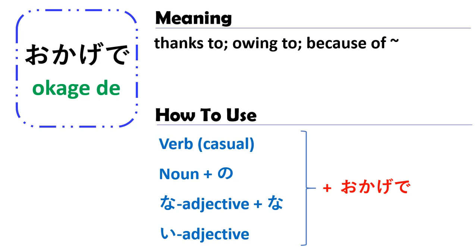But when you use it with a verb, you should change the verb to the casual form. And if you use it with a noun, you should follow it with no, right? For na-adjectives, you can end with na. For i-adjectives, nothing changes, just keep their form. And after that, followed by okagede, right? To help you understand how to use the grammar of okagede, next we're going to see some examples.